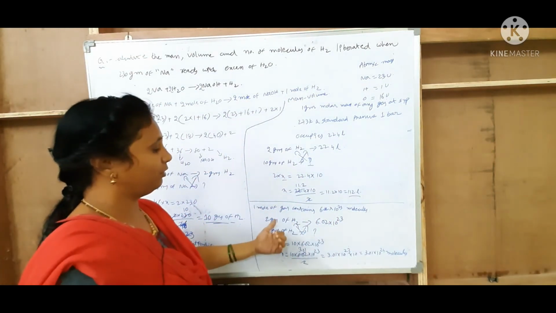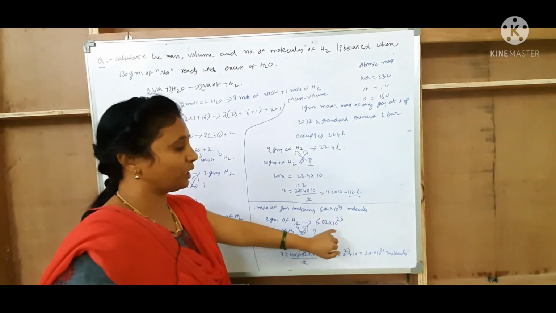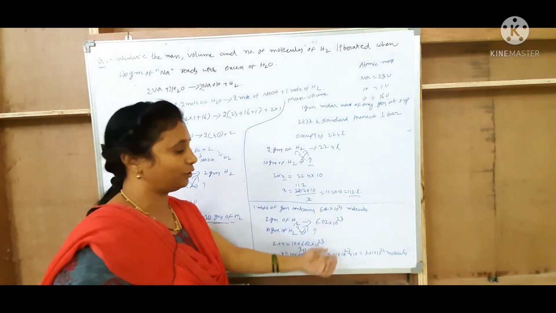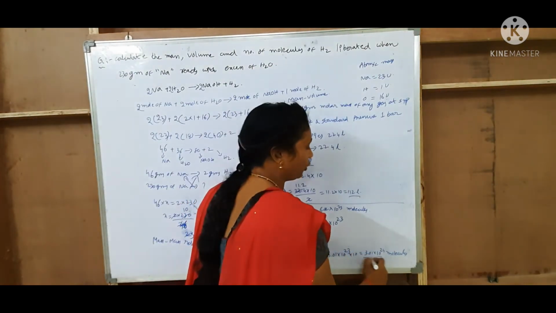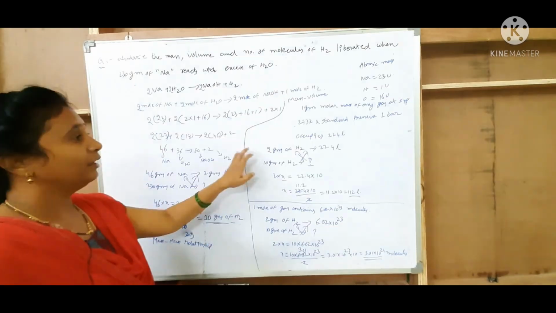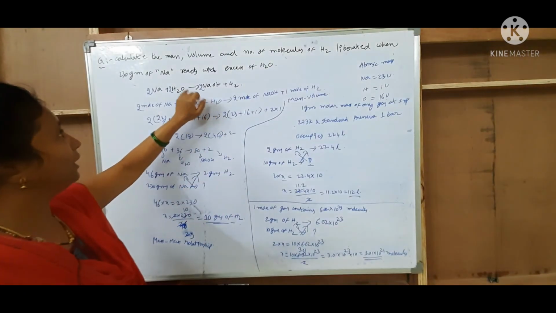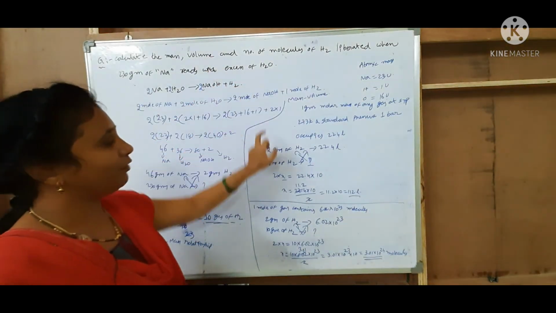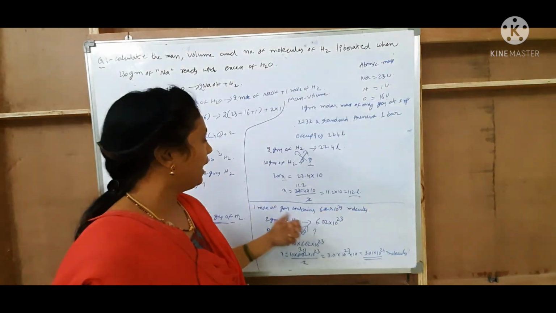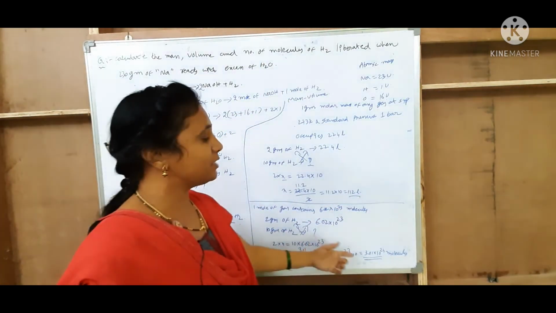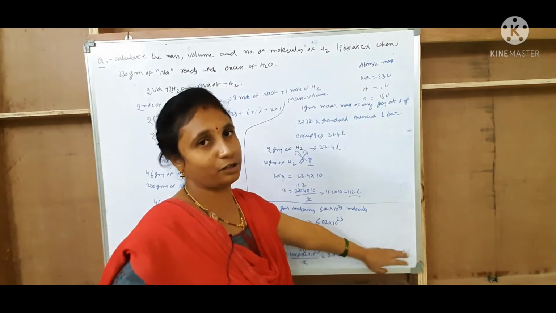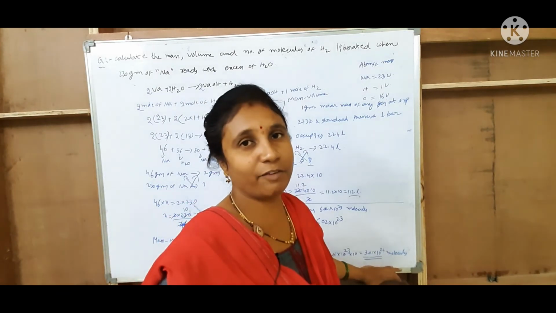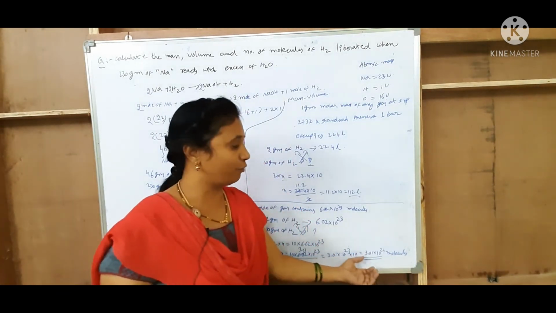Here the 2 grams of hydrogen contains 6.02 into 10 to the power of 23 molecules. 10 grams of hydrogen contain how many molecules? The answer is 3.01 into 10 to the power of 24 molecules. Here we have calculated the mass, which is 10 grams of hydrogen. The volume is 112 liters and the molecules are 3.01 into 10 to the power of 24 molecules. The 10 grams of hydrogen contain 3.01 into 10 to the power of 24 molecules. This is a very, very important question which comes in your board examination.